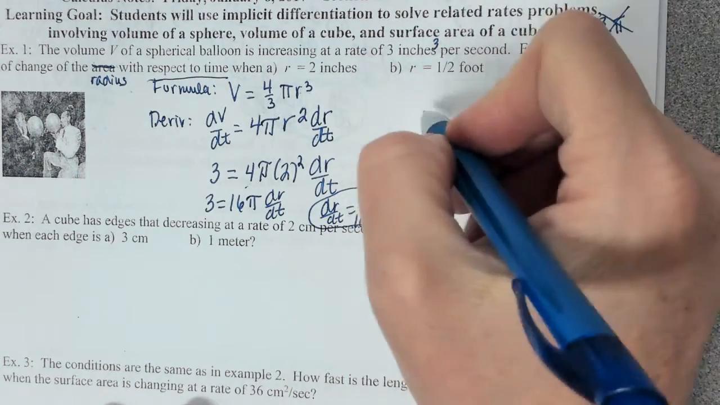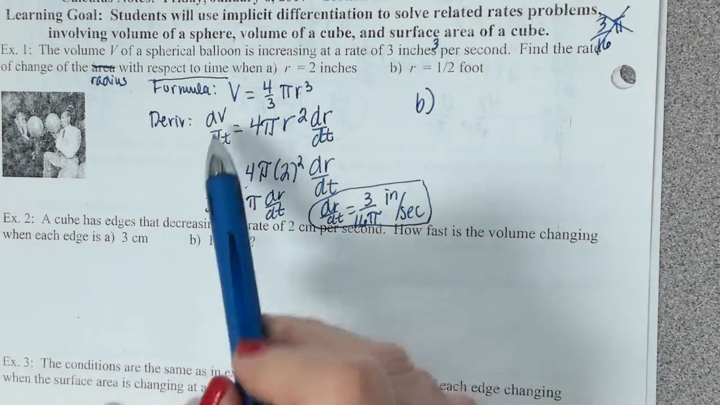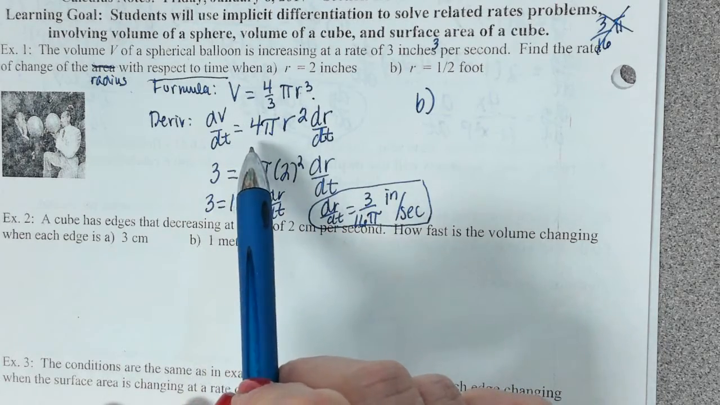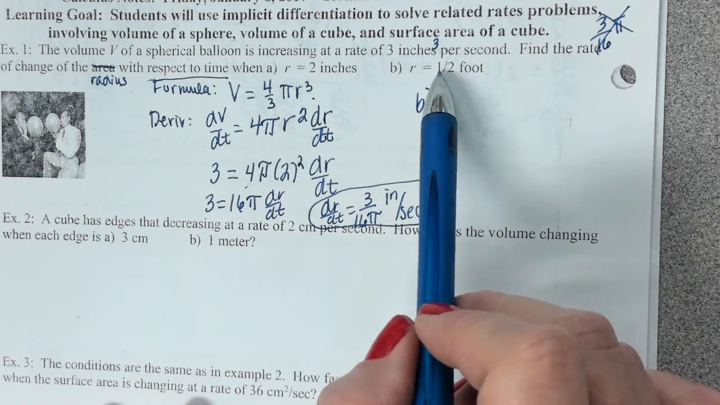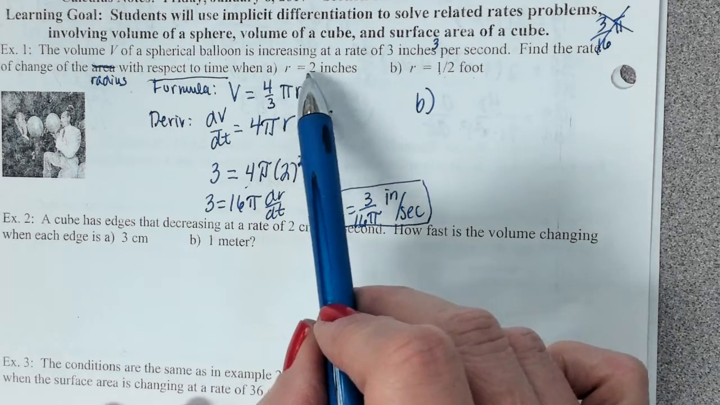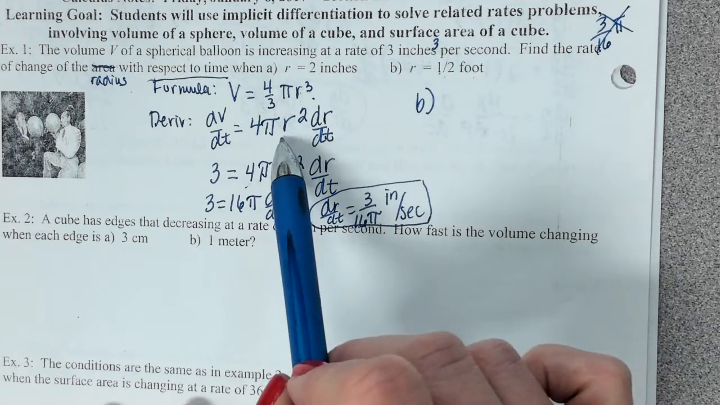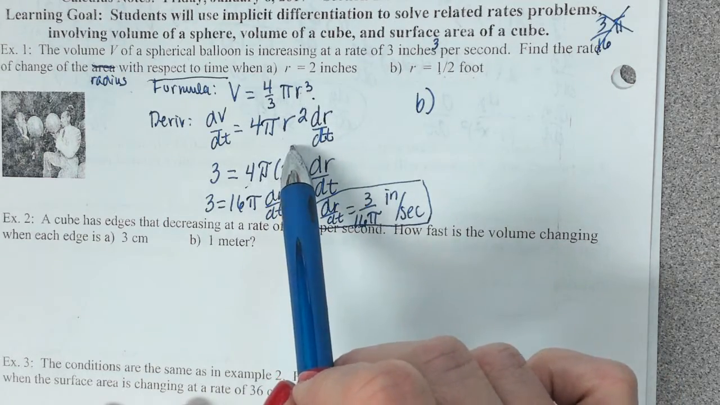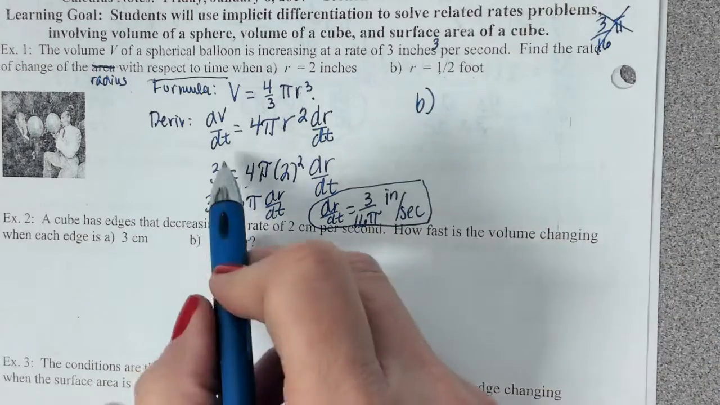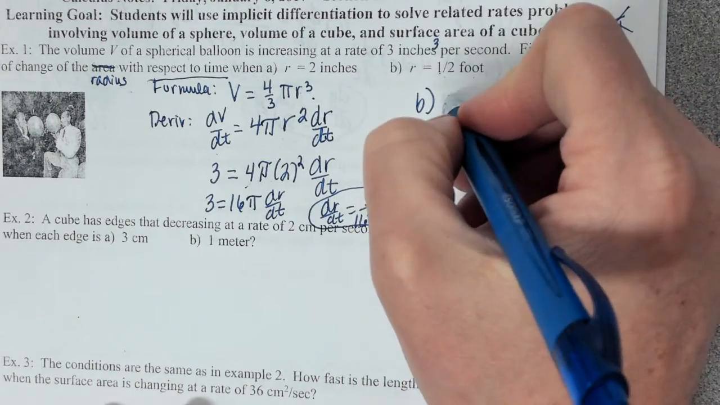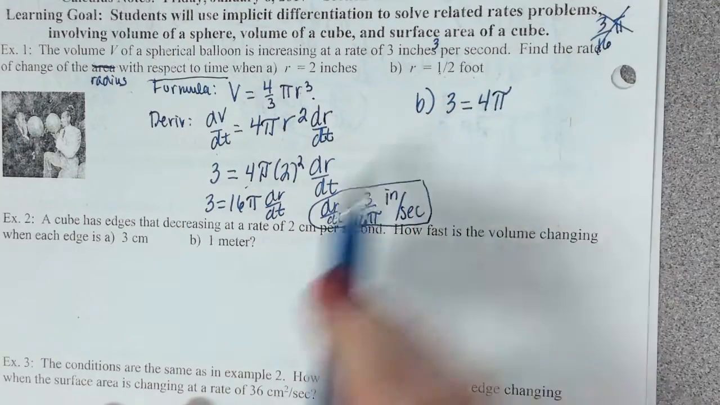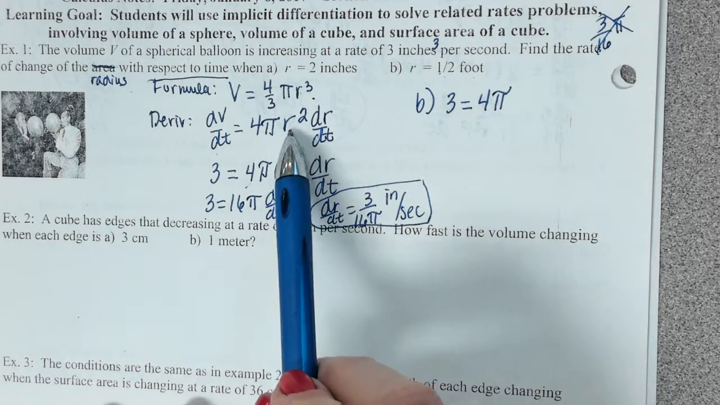For part B, we're doing the same thing. We're not going to bother writing the formula and finding the derivative. We already did that part. The only change is now we're talking about the radius being half a foot rather than the radius just being 2 inches. So we go to our derivative part, and we've got dV/dt is still going to be the same thing. It's still 3. 4 pi. The radius is now half a foot.